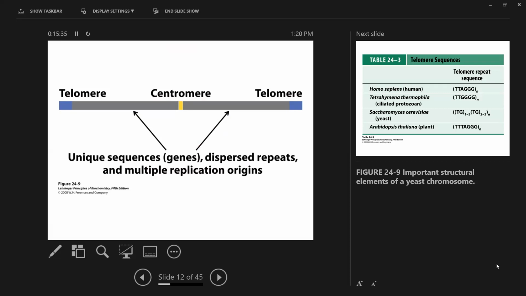In between the telomere and the centromere, you have your genes, dispersed repeats, multiple replication origins, and so on and so forth. And this structure seems to hold pretty much throughout eukaryotes. The work on yeast has pretty much shown this to be the case.